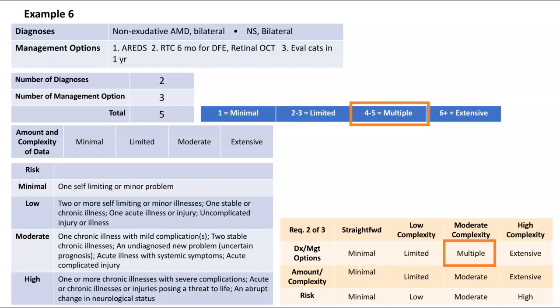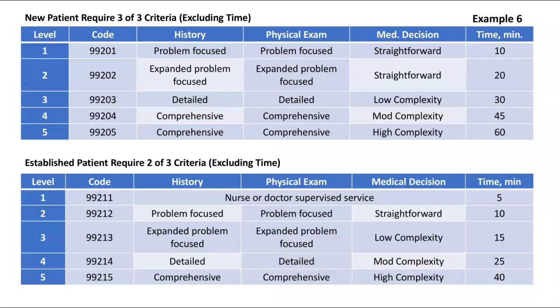Our level of risk here is going to be all the way down here at moderate because we have two stable chronic illnesses. So even though everything is stable, there's nothing really changing. These are two chronic illnesses, and right in the definition for moderate risk, it says two stable chronic illnesses. So even though this is a pretty routine visit without anything real exciting going on, we have multiple diagnosis and management options, moderate risk. That's going to give us moderate complexity for our MDM.